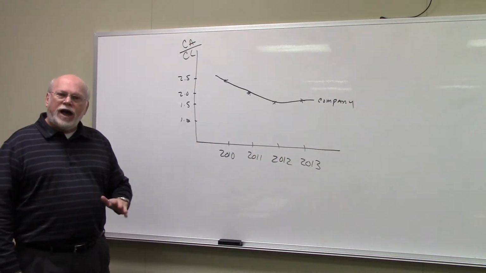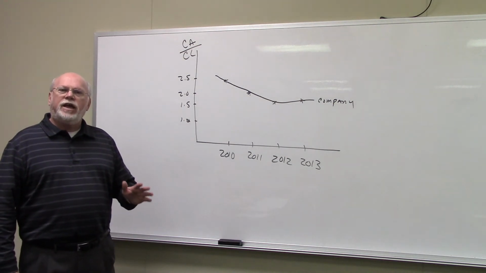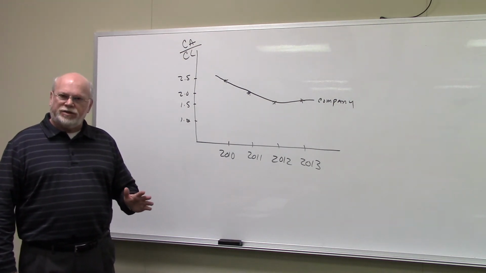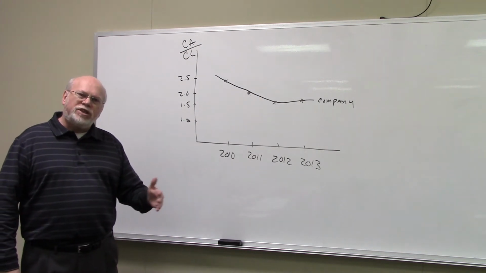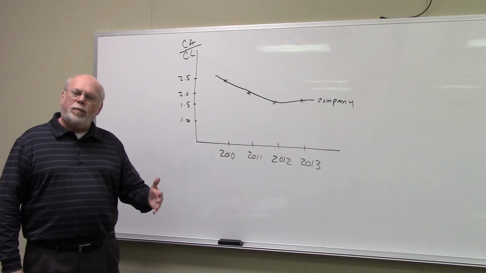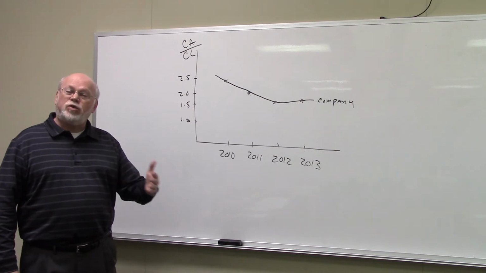Now, the other type of analysis that we do is known as a comparative analysis. And this is when you compare the company to some industry standard, some industry norm, often referred to as an industry average.